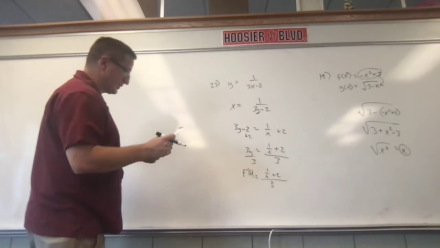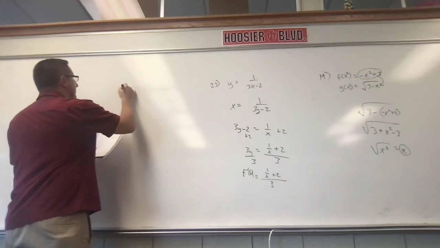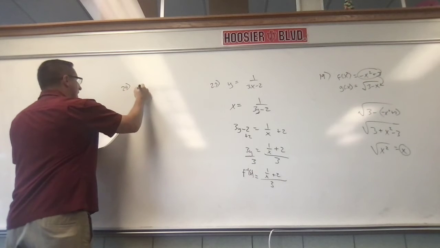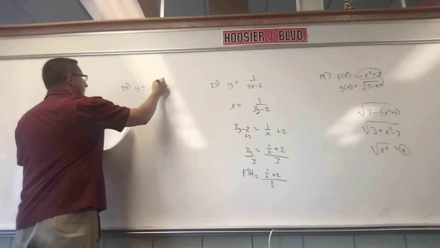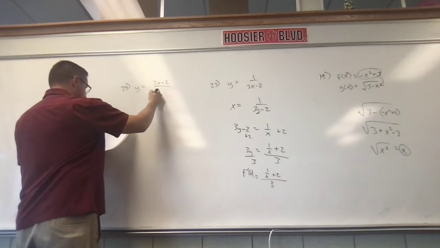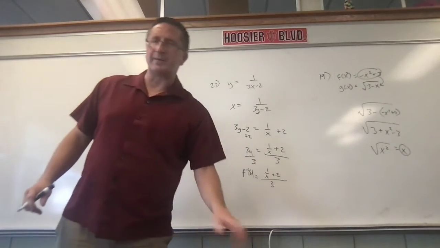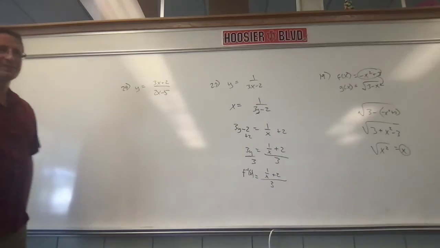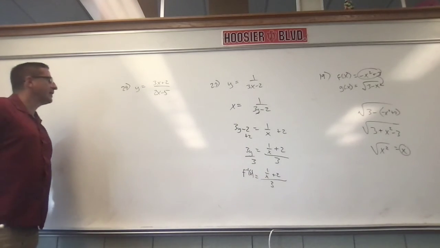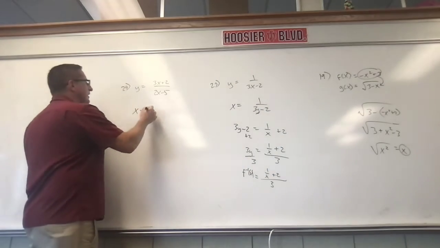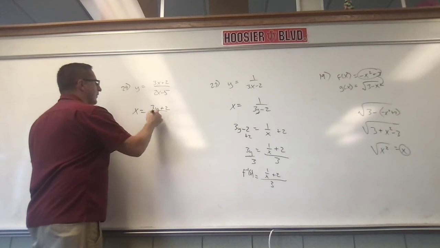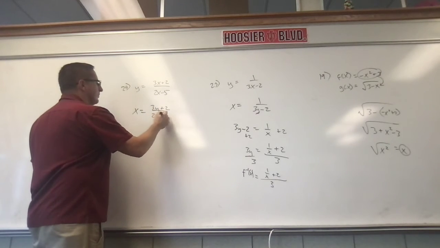29. This is even tougher yet. So y equals 3x plus 2 over 2x minus 5. To be honest, it's been a few years since I did this problem. I think I remember how to do it. We'll see. First step's easy. What do we do? Switch them. So x equals 3y plus 2 over 2y minus 5.